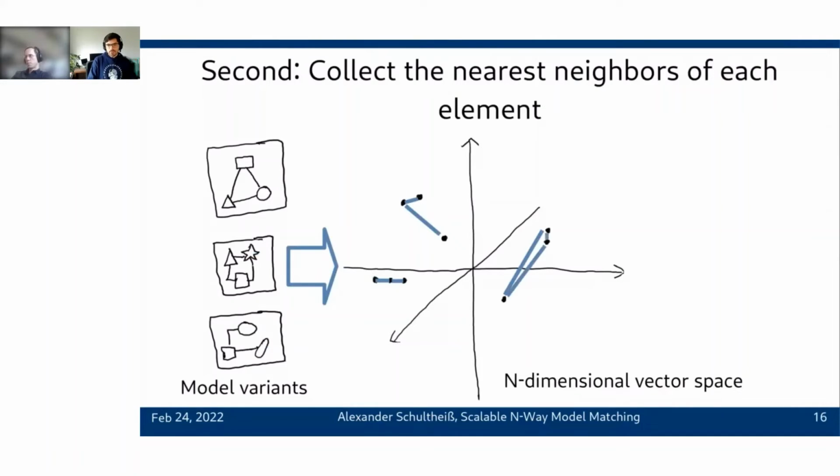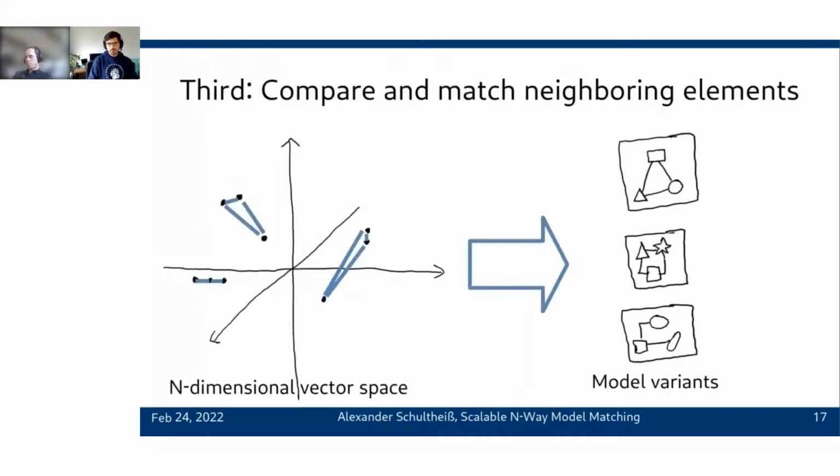Each nearest neighbor represents a possible match candidate. So at this point, we do not make the actual match decision yet. It's just that we collect suitable candidates for matching later on. This is the input for the third and last phase, where we compare and match neighboring elements based on their distance in the vector space.